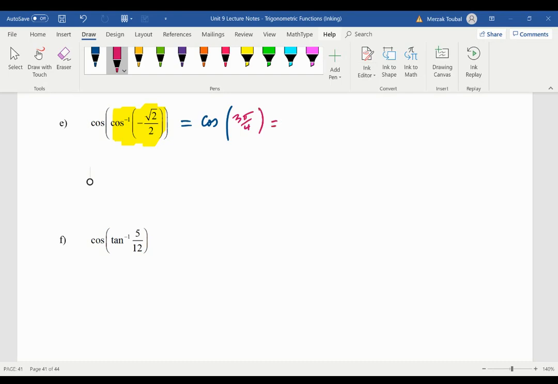Okay. And what is cosine of 3 pi over 4? Negative root 2 over 2. So this will actually be the same value. It's just back and forth.